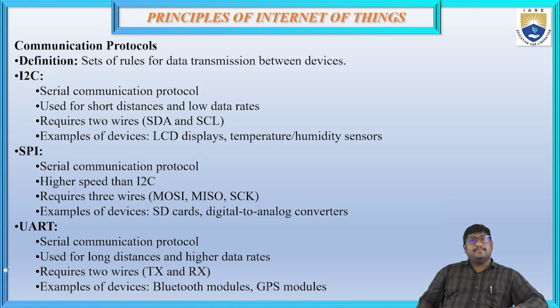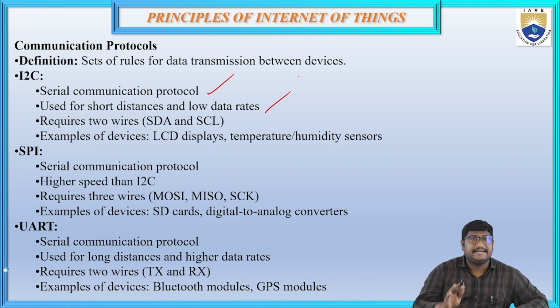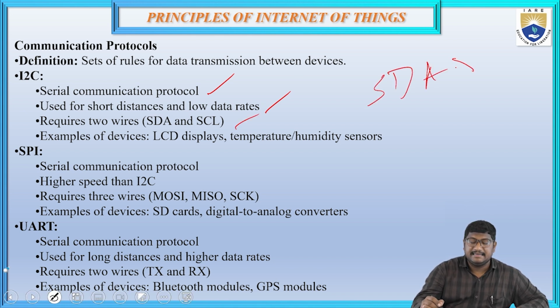And now I will tell you the communication protocols. The best communication protocols, as I told you, are I2C, SPI, and UART. One is asynchronous, the other two are synchronous. There are some specific rules which are required for data transmission between these devices. Coming to I2C, it is a serial communication protocol which is used for short distance and low data rates. And here we require two wires, SDA and SCL. These are the two wires which are used. And here the best examples are LCD displays, and temperature and humidity sensors.